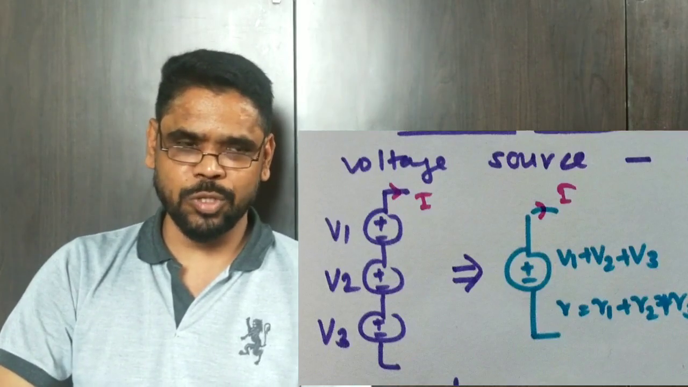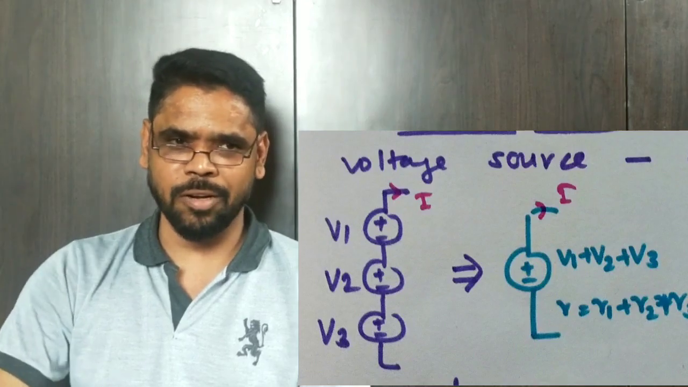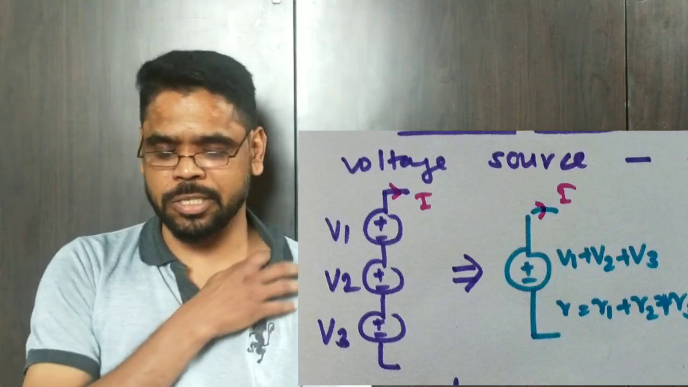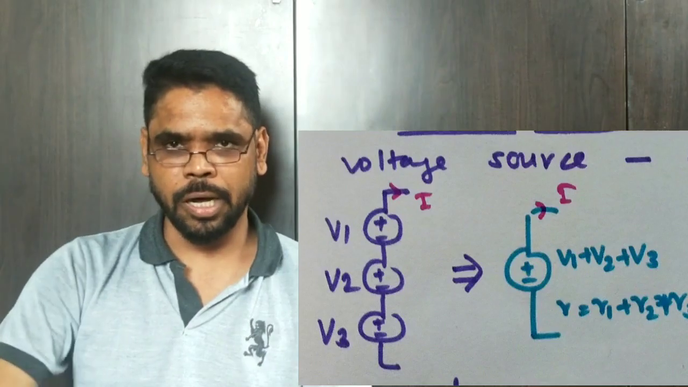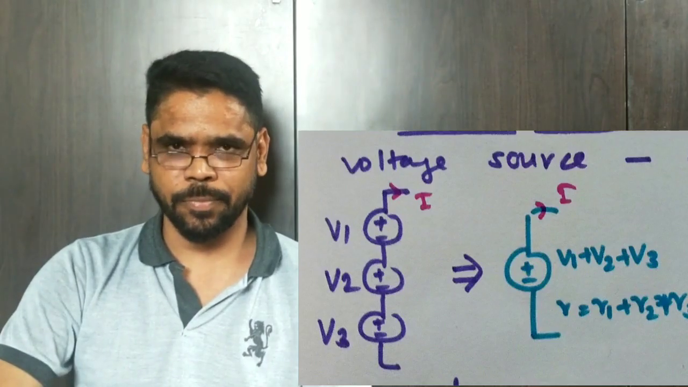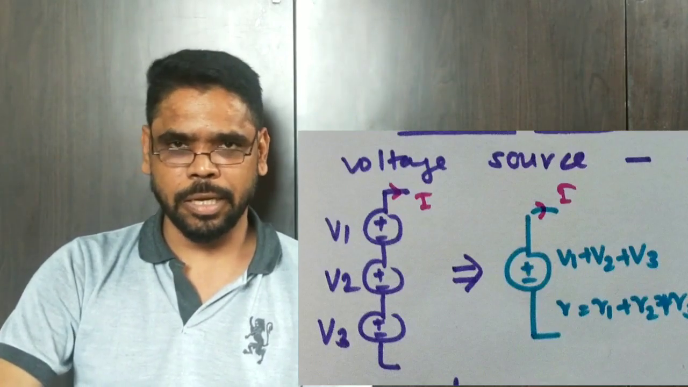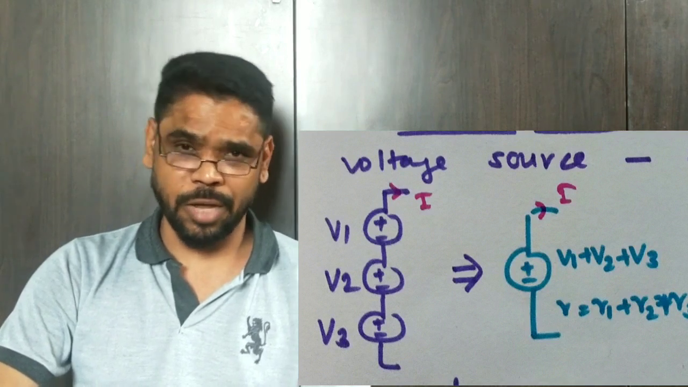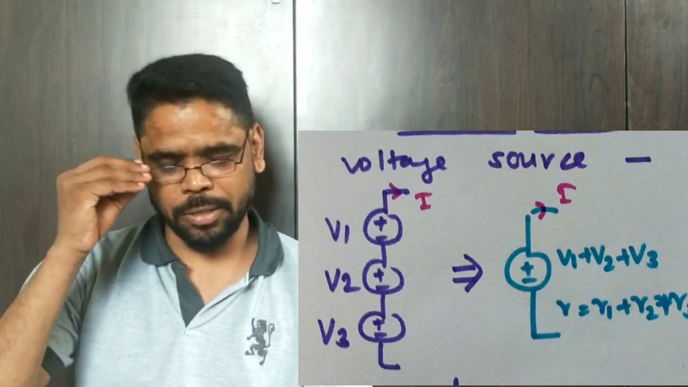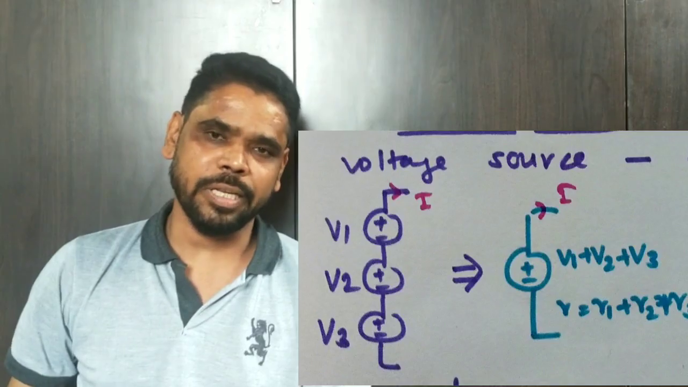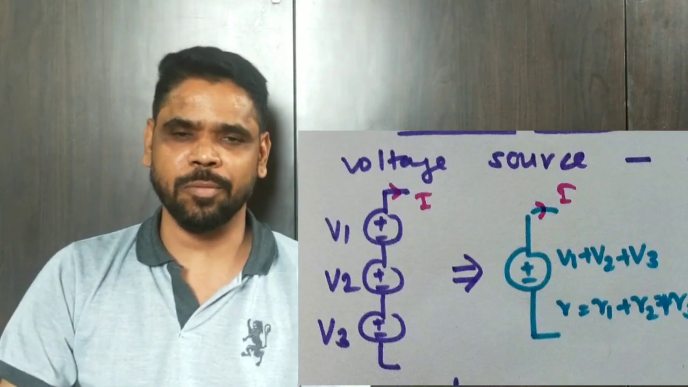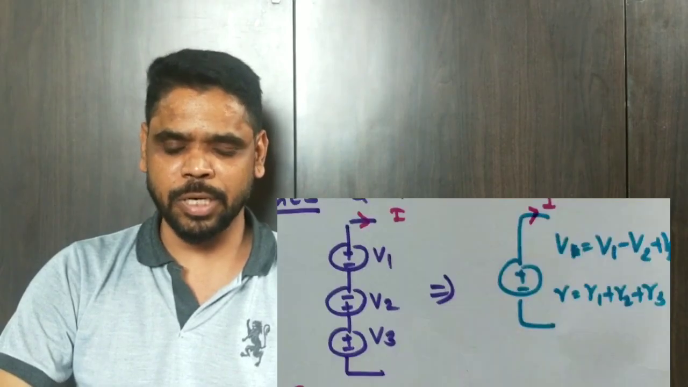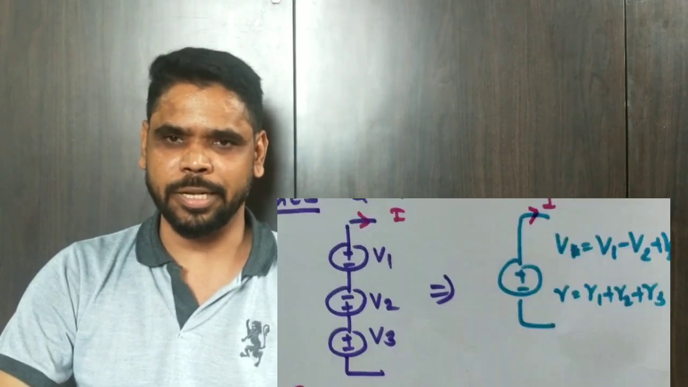So potential of the equivalent source V is V1 plus V2 plus V3. Now let's suppose these voltage sources are non-ideal, having internal resistances R1, R2 and R3. Then this equivalent voltage source will have an internal resistance equal to the sum of internal resistances of all the sources.